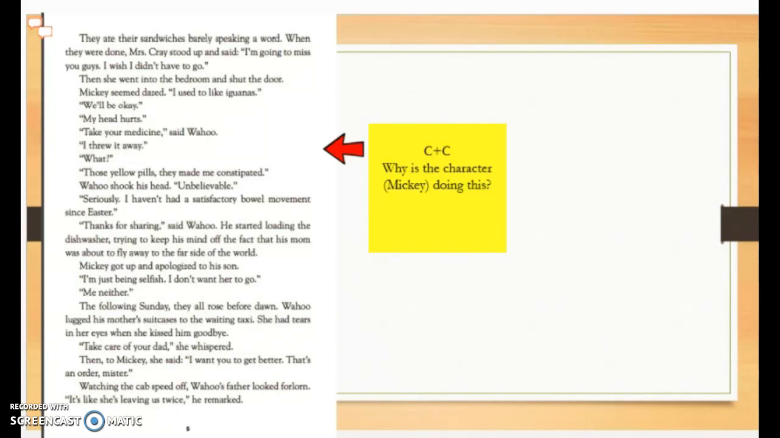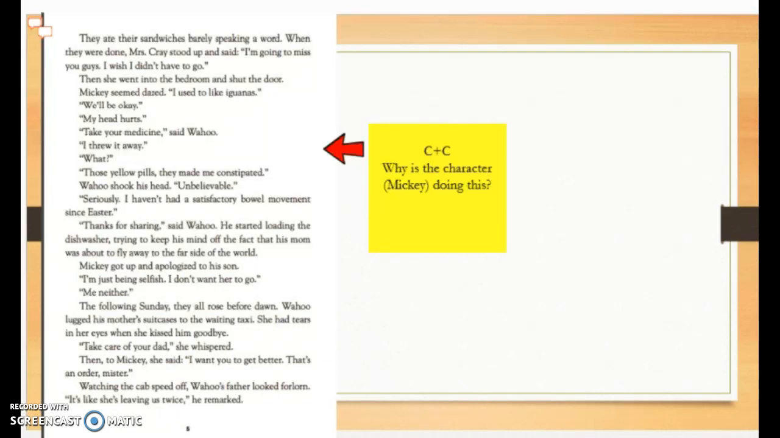Remember that an inference is an idea you have that is based on what you read and what you already know. By answering this one question, why would the character act this way, you're able to make good inferences about how the character's thinking. As we keep reading, we'll discover which inferences might be supported and which ones turn out to be inaccurate. So let's keep reading. And as I read, when you find a contrast or a contradiction, you can, on your post-it note, put C plus C or a check mark.